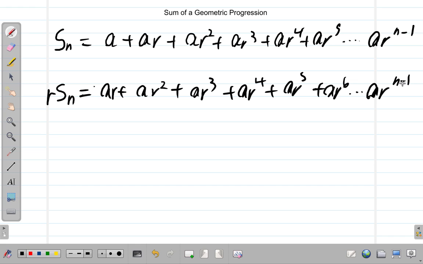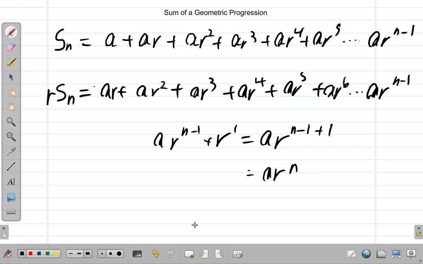What happens when you multiply ar to the n minus 1 by r? Let's see. ar to the n minus 1 times r, where r means r to the 1. You remember that when you have a number to a power, times the same number raised to another power, you add the powers. So you get a r to the n minus 1 plus 1, which is n. So this becomes ar to the n. Alright, nice.